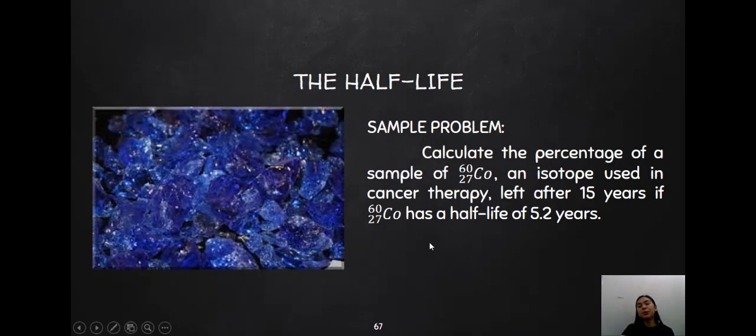So let's have a sample problem. It says here, calculate the percentage of a sample of cobalt-60, an isotope used in cancer therapy, that is left after 15 years. If your cobalt-60 has a half-life of 5.2 years.